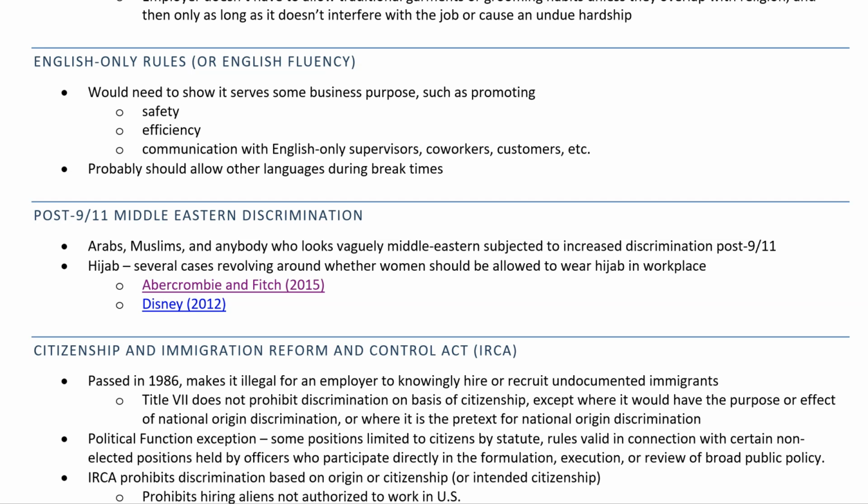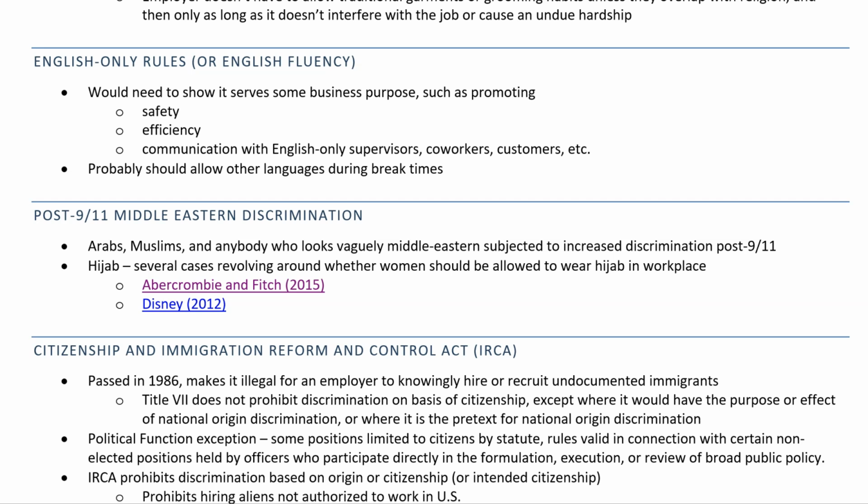We have seen a few high-profile cases and some lower-profile cases that revolve around whether a woman, specifically a Muslim woman, should be allowed to wear the hijab in their workplace. So can they wear the headscarf? Or more specifically, can an employer require that they not wear it? So one case was Abercrombie & Fitch in 2015, where an applicant came in wearing the hijab.